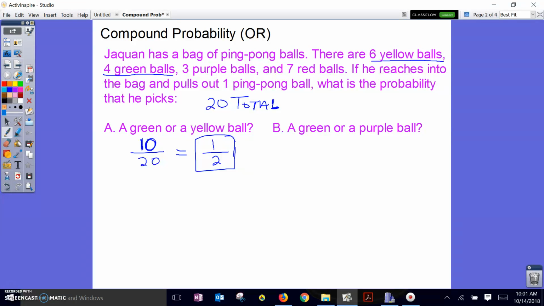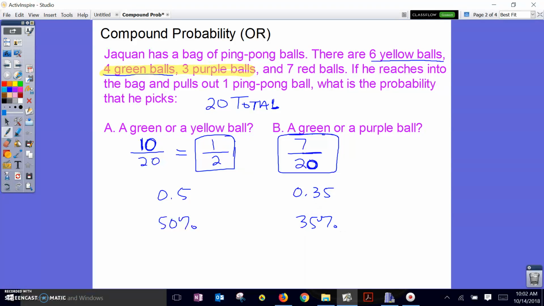Part B, a green or a purple ball. Same concept. We want to pick a green or a purple. There are 7 total balls that are green or purple out of the 20 that are there. And so there's our probability, 7/20. And I can convert both of these into decimals or percentages if I want, and write my answers that way as well. All right. Now on to the neat or problems.